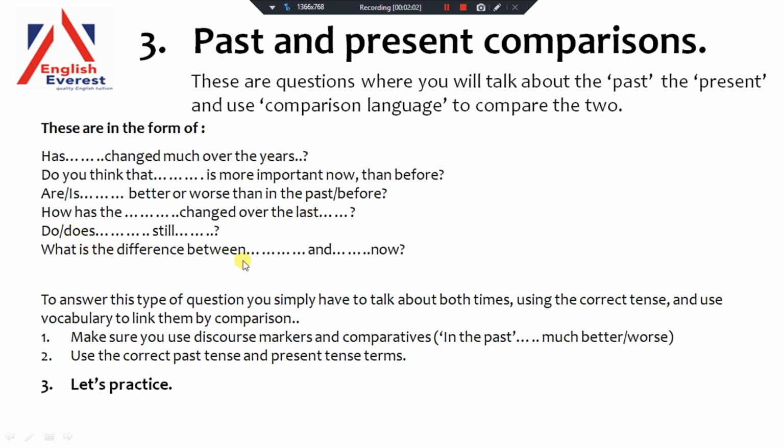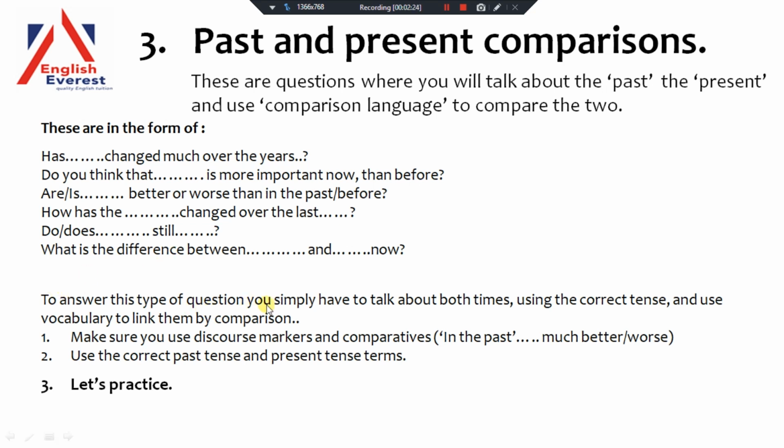Okay, what's the difference between something in the past and something now? Okay, so they're the type of questions that you are going to receive. Look at them, see if they fit this pattern. If they fit this pattern, then you have a certain way that you should answer them.